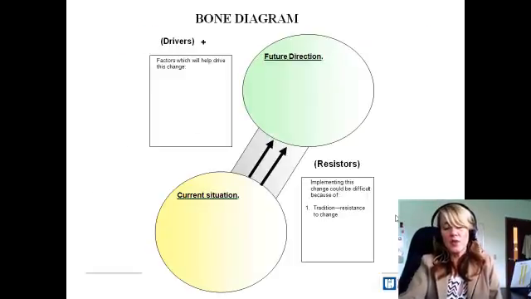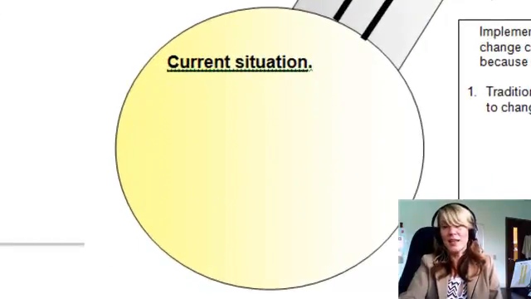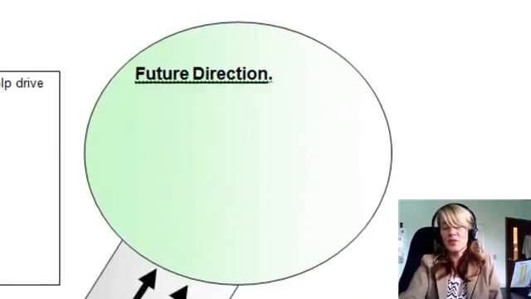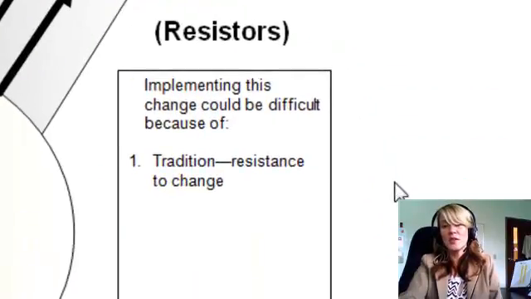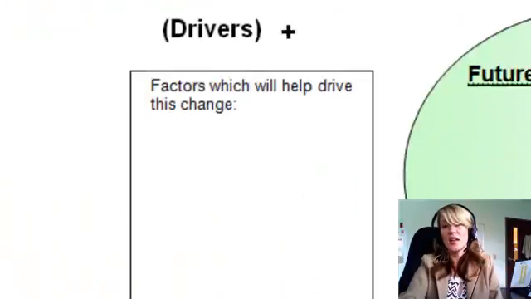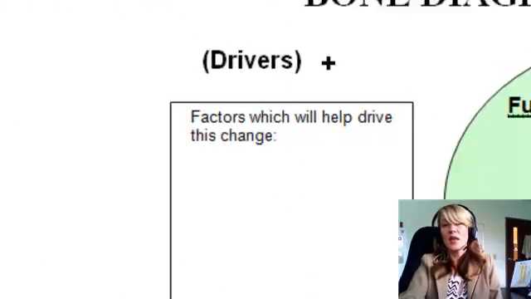The bone diagram is one tool that you're most likely familiar with. This quality tool enables you to depict your current situation, i.e. your problem, as well as your future direction. It also gives you a place to capture your resistors, things that may impede your implementation, and drivers, things that will help your implementation of your strategy.